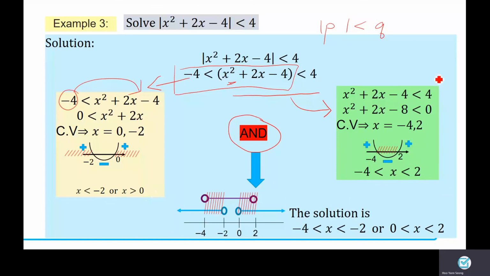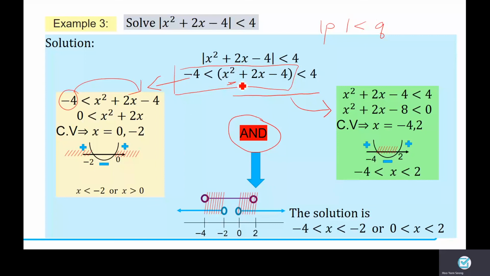Then now we look at the green color side. Same thing, we use the graphical method. So I have my critical values negative 4 and 2. Since this one is less than 0, I'm going to take my negative range. So x is in between negative 4 and 2.